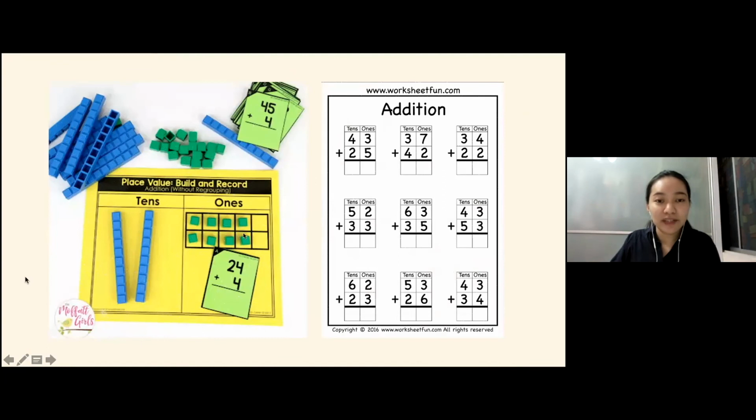So you can have this place value map in your class, so the kid can put and visualize themselves and know what is what as well. So this is the worksheet that we use.